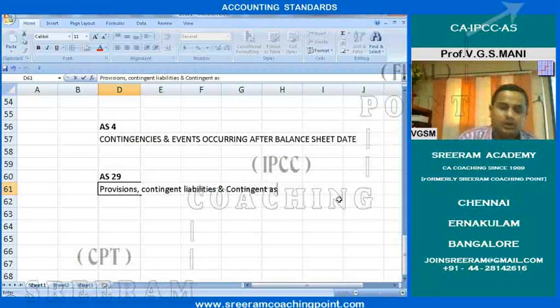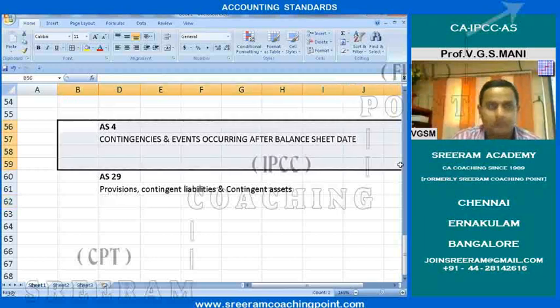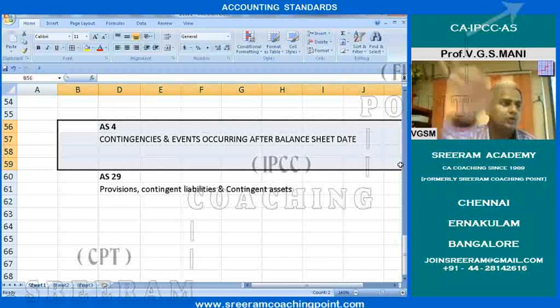AS4: contingencies and events occurring after balance sheet date. AS29: provisions, contingent liabilities and contingent assets. By reading the title of AS4 alone, how many topics are covered? Contingencies, and events occurring after balance sheet date. Two topics are covered.